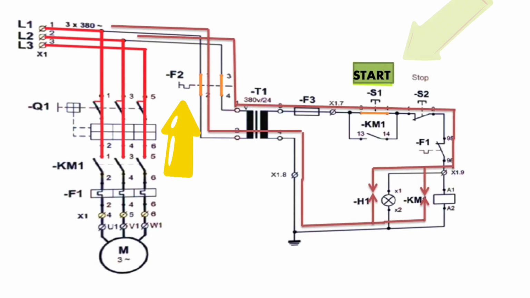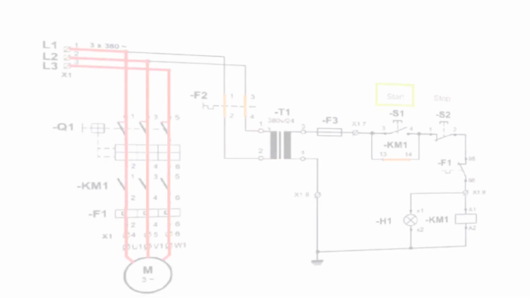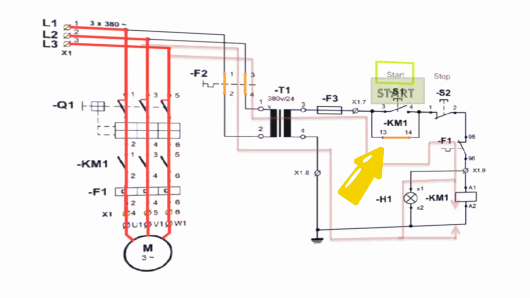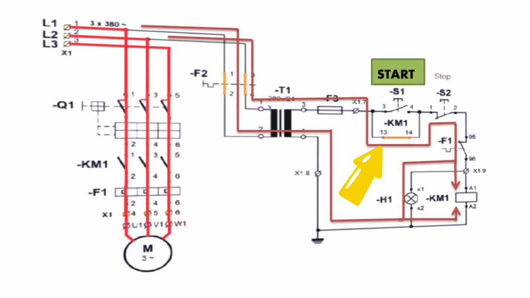Once you press the start push button, the path is completed, as you can see in the diagram. The current will flow from fuse F3, then start push button S1, then the stop push button which is NC, then overload contacts 96 and 97, and then contactor KM1. Once the contactor coil is energized, the contacts of contactor KM1, that is 13-14, will be closed. This contact is called latching. Latching means that now even if you remove your finger from the start push button, the motor will keep on running.